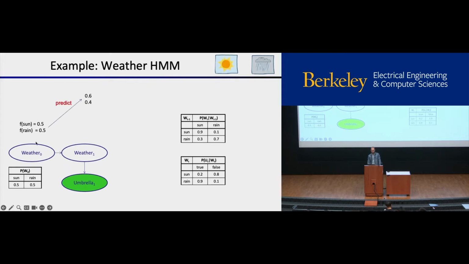We predict, following this, so this is not based on the evidence yet at all. We predict, if this was our distribution over the state at time 0, this is the probability distribution over the state at time 1, just using the transition matrix. But now we update that given the fact that we have seen the umbrella at time 1. So this is the update step.